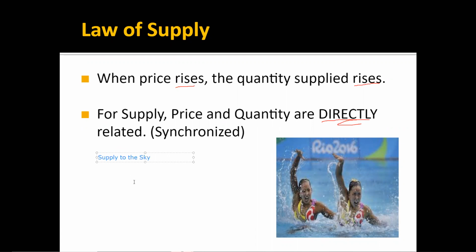Okay, supply to the sky. Add that to your notes there. Remember that. Supply to the sky. Because the demand curve always goes down to the right, the supply curve is always going to go up to the right. And if we go back again, supply to the sky.